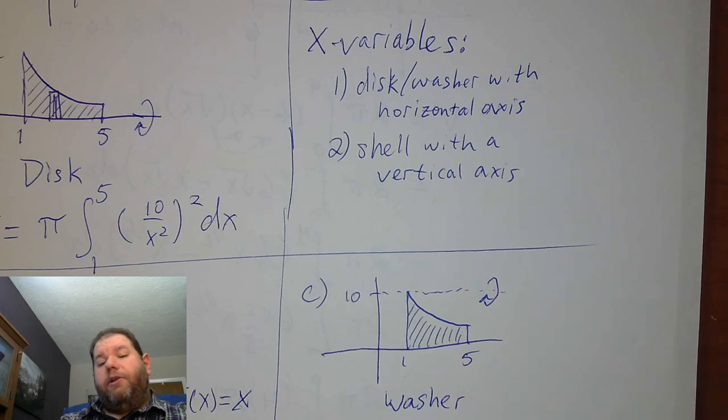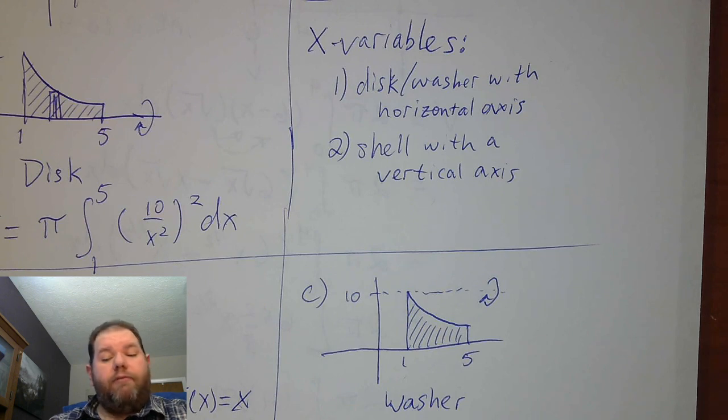I really like this particular example because it shows us the 3 different scenarios. Depending on which axis of revolution we have, we might have a disk, we might have a shell, and we might have a washer method, and this shows us all 3 possibilities.